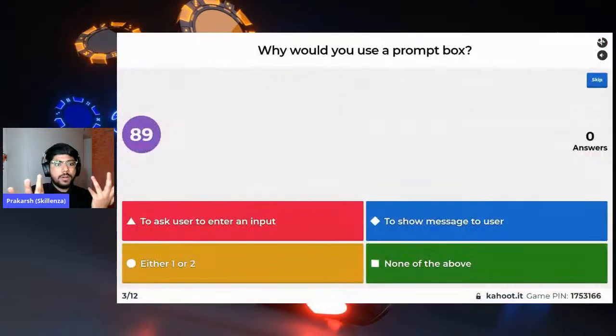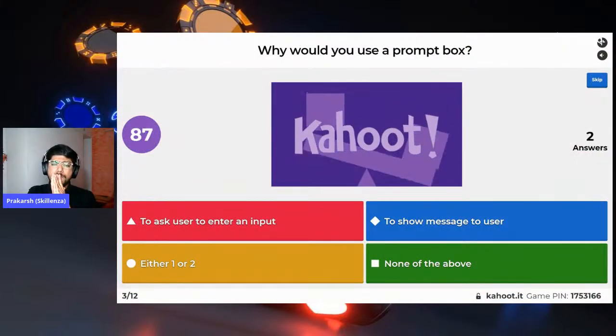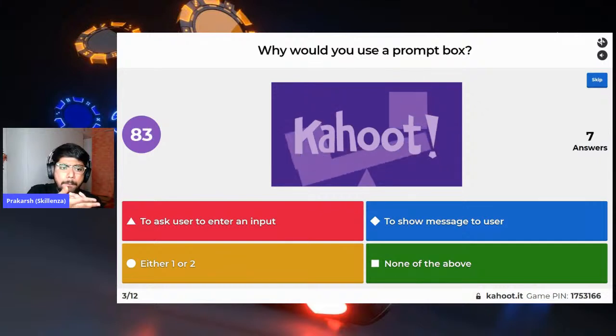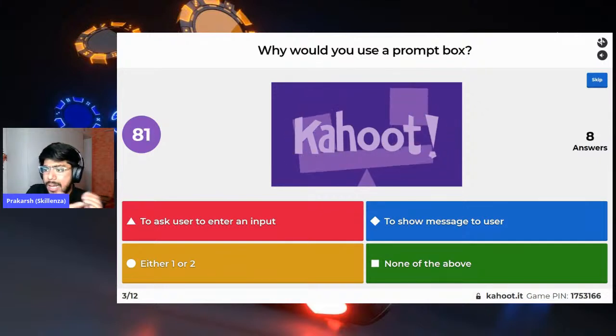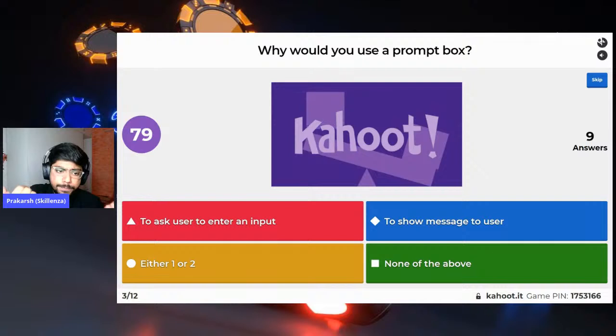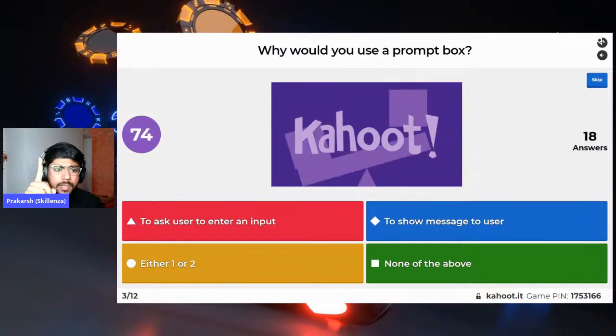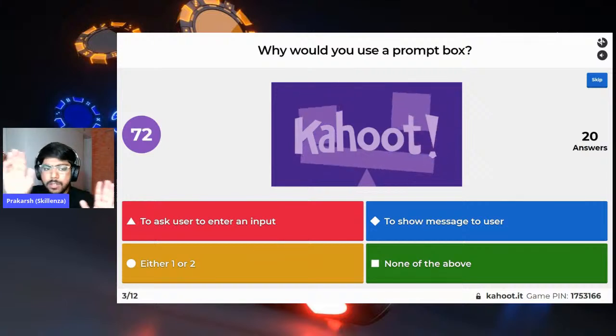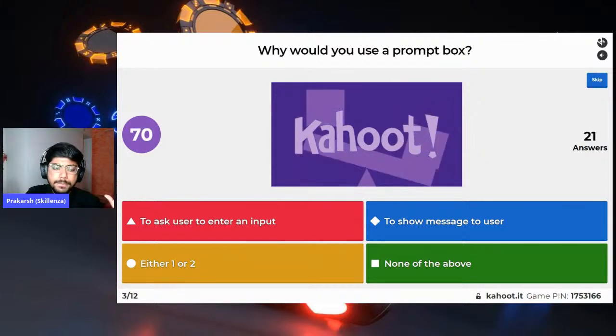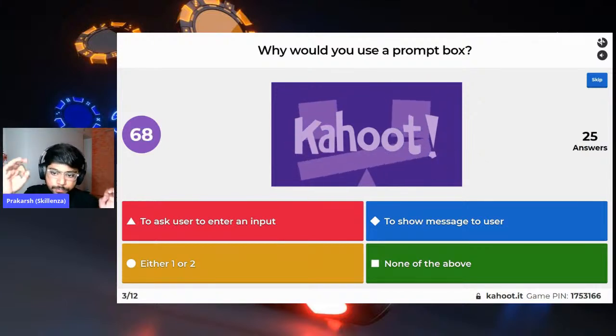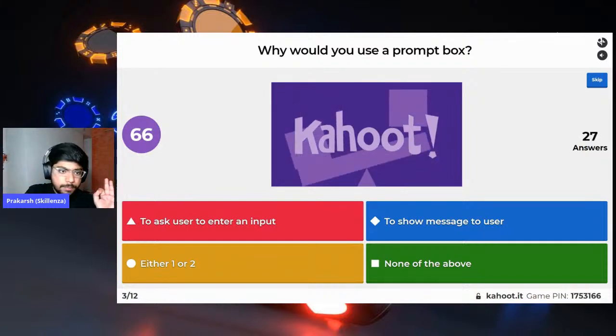Why would you use a prompt? To ask the user to enter an input. To show a message to the user. Either one or two. None of the above. Still ample amount of time. Hi, Pratik. What's up?